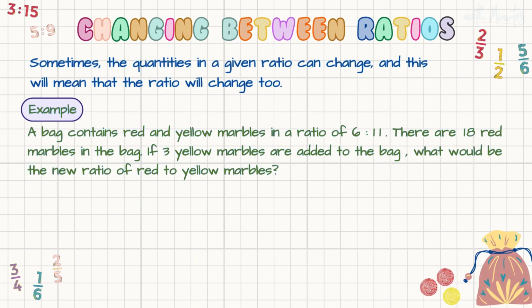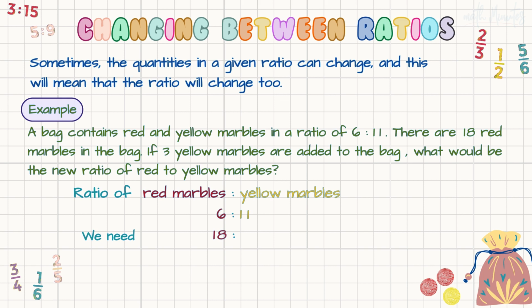Sometimes quantities can change, which will then impact on a ratio. Consider a bag full of red and yellow marbles in a ratio of 6 to 11. There are 18 red marbles in the bag. If we were to add 3 yellow marbles to the bag, what would be the new ratio of red to yellow marbles? First, let's find the original number of yellow marbles. We write down the ratio as it is, so 6 to 11, and what it needs to be. Here we have the left side, the red marbles, to be 18, and the right side, the yellow marbles, is what we're trying to work out.